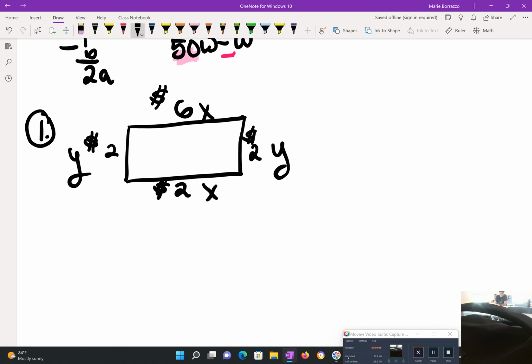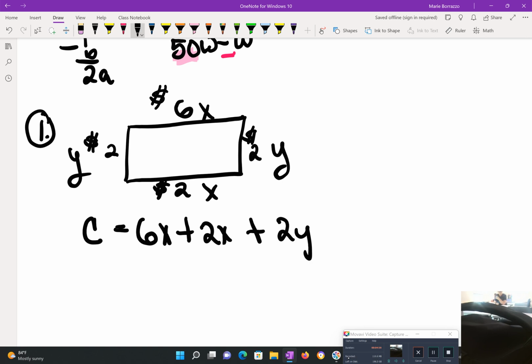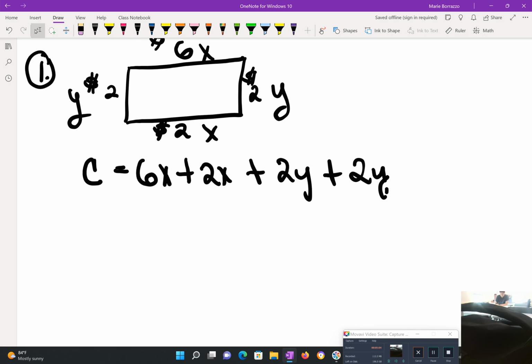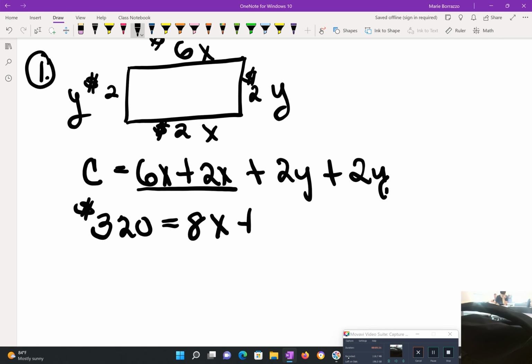If you look at the perimeter, and I'm going to look at it in terms of the cost, this is 6x plus 2x plus 2y plus 2y. So far, nothing special, I hope. Pretty straightforward. If I bring all of the values together, I know that this is $320 total, and that should give me 8x plus 4y. Nothing fancy yet, right? We're good?